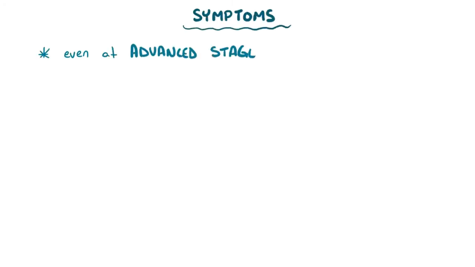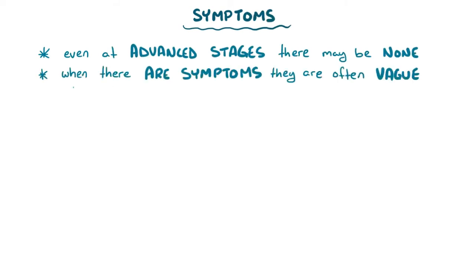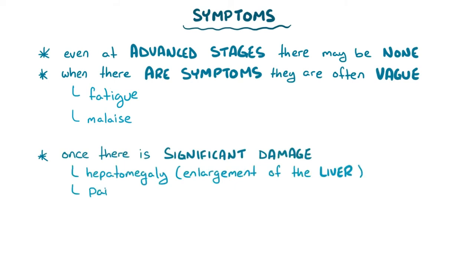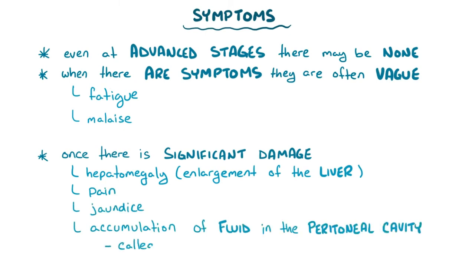Even at the advanced stage of steatohepatitis, an individual might have no symptoms. And when there are symptoms, they're often vague, like fatigue or malaise. Once there's significant liver damage, though, there can be hepatomegaly or enlargement of the liver, pain in the right upper quadrant of the abdomen, jaundice, and even an accumulation of fluid in the peritoneal cavity, called ascites.